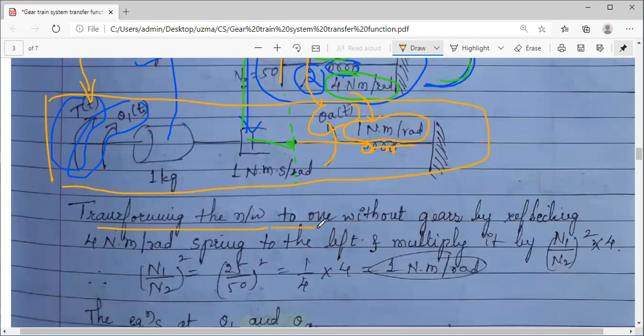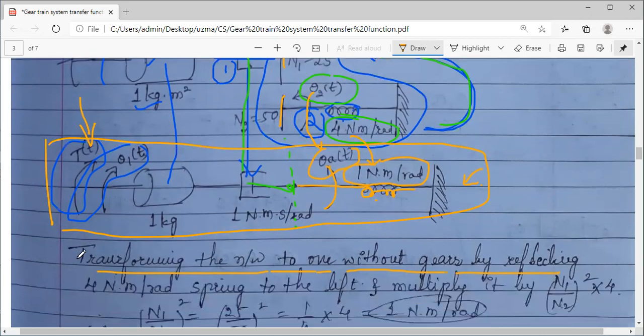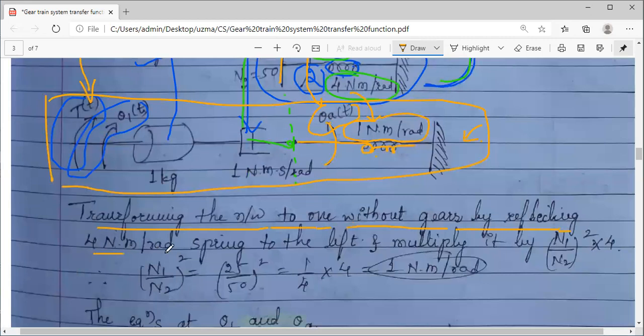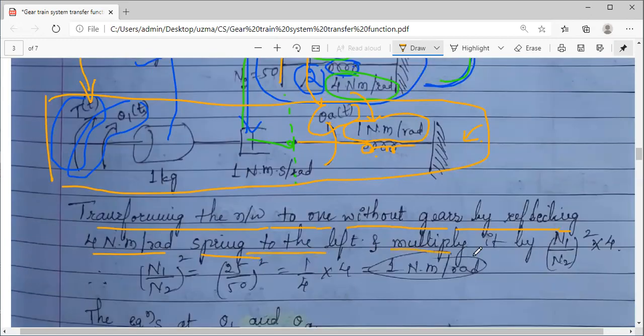Transforming the overall network to the one which is having no gears, that is this figure. How can we do this transformation? By reflecting spring and theta. ये जो दो values हैं, इसको आपको shaft 1 पे reflect करना पड़ेगा. So by reflecting this spring constant, and I have not mentioned theta, but overall in the figure you can see theta A I have taken, onto this shaft 1, and we should multiply that by this factor.